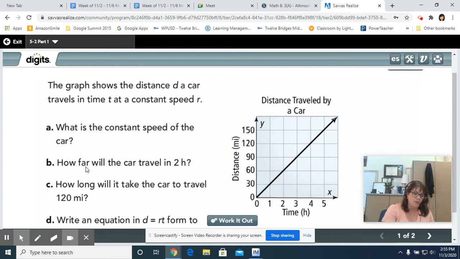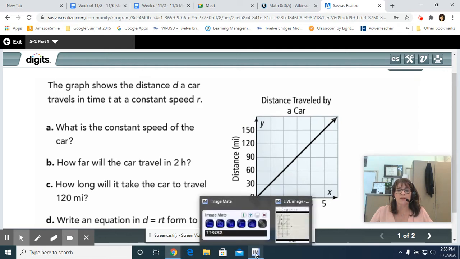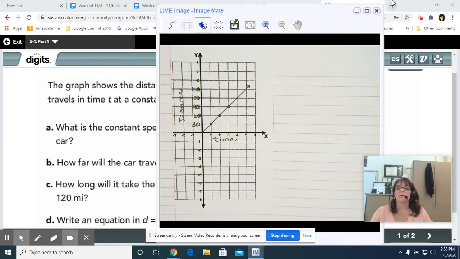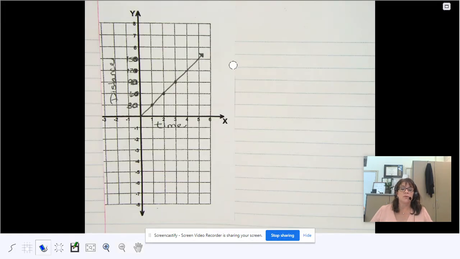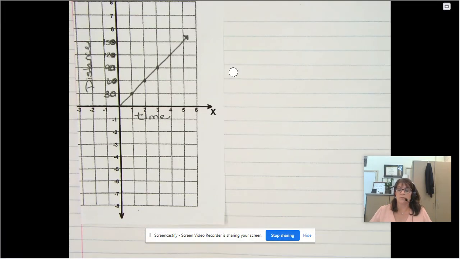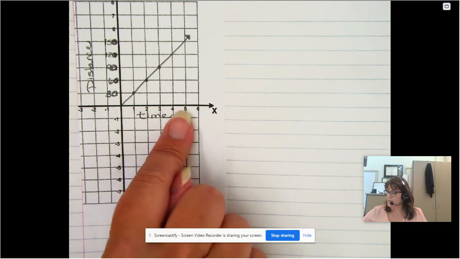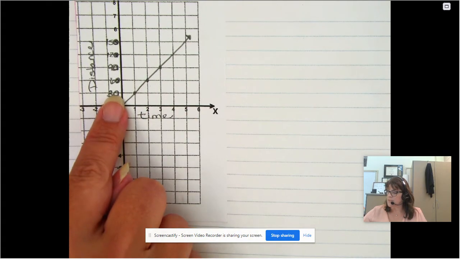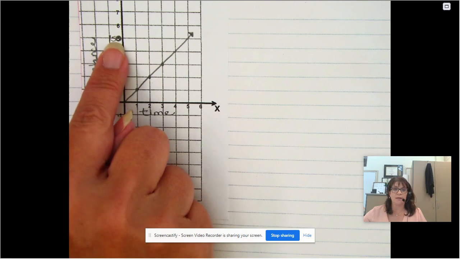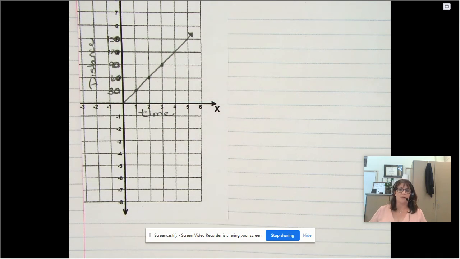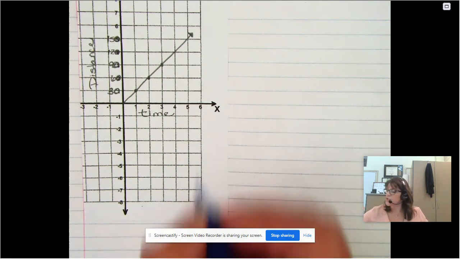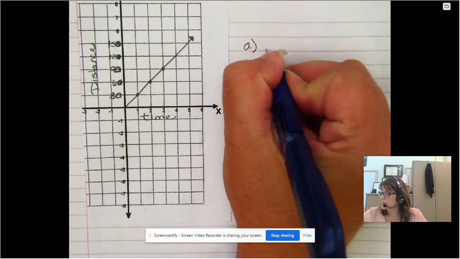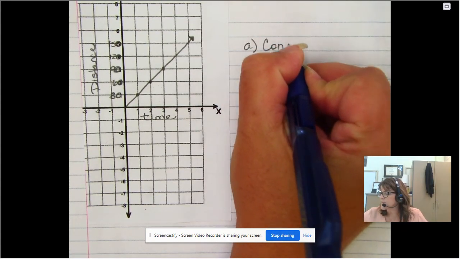All right. So I took this same graph and I just took some printable graph paper that I have on my Schoology page and I rewrote it so that we could write next to it. So here we have the exact same graph. Okay. Time, there's your hours. Distance, 30, 60, 90, 120, 150. I could keep going.